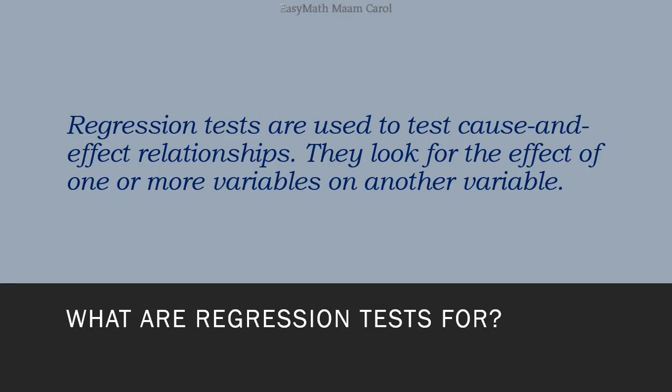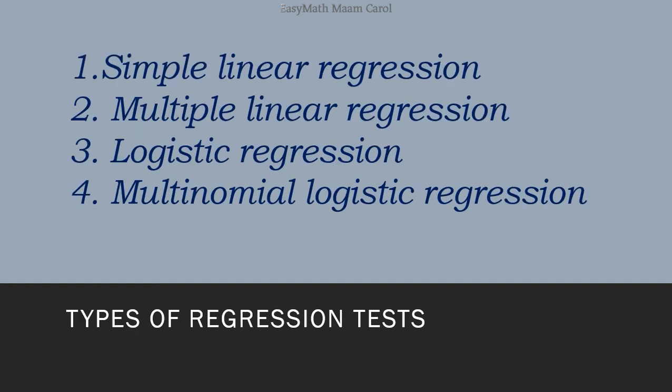Regression tests are used to test cause and effect relationships. They look for the effect of one or more variables on another variable. There are several types of regression tests. For this video, we are going to discuss four.